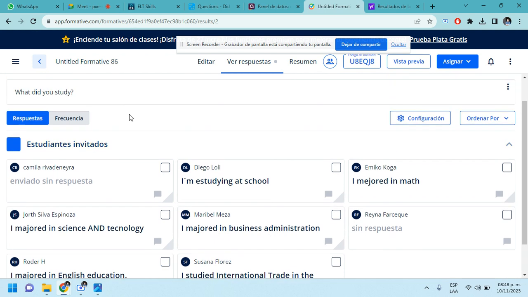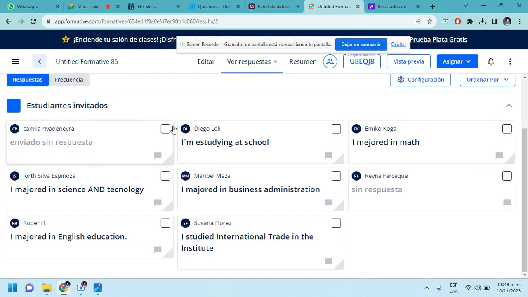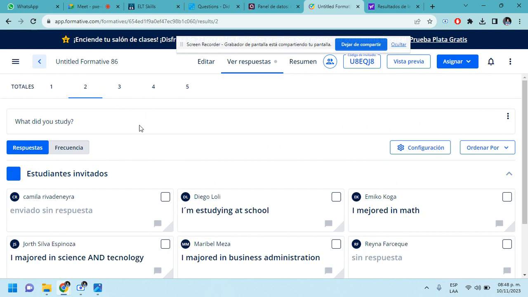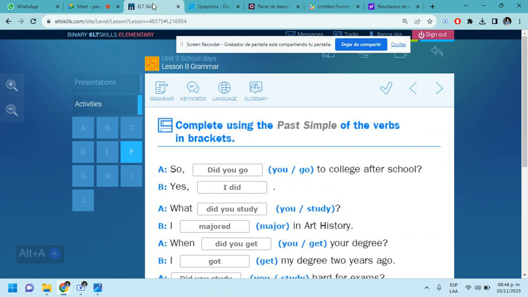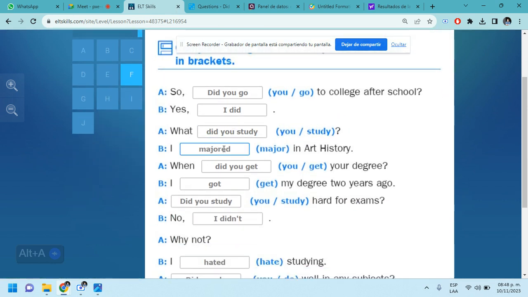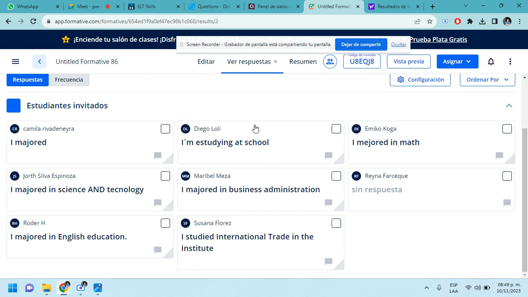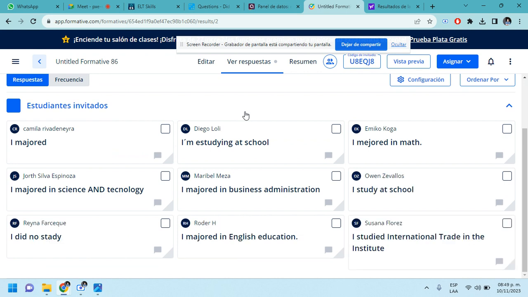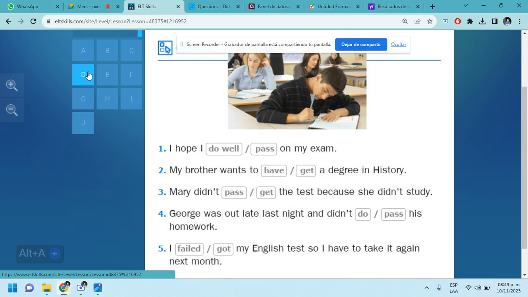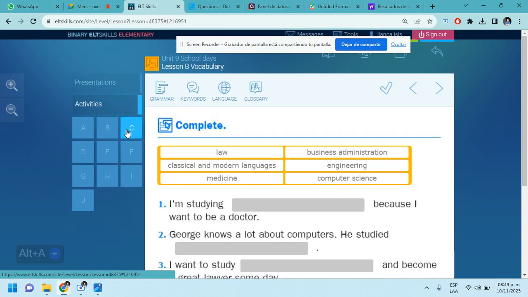Very good, Maribel. That's good. Sí, así como en el modelo que tienes en la conversación. What did you study? I majored in art history. I majored in, like it says in the vocabulary we have, classical and modern languages teacher. Oh, I majored in computer science. You see? Use the vocabulary.